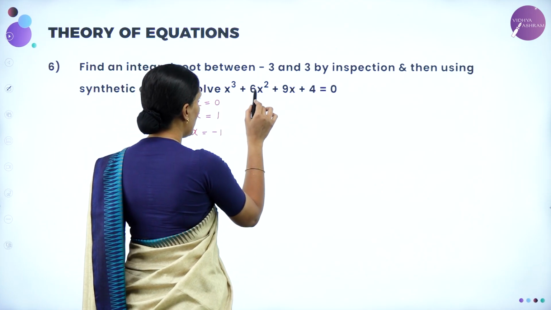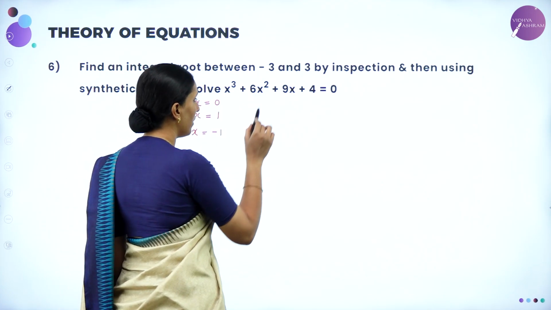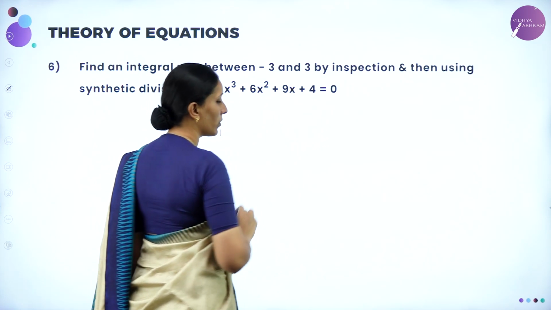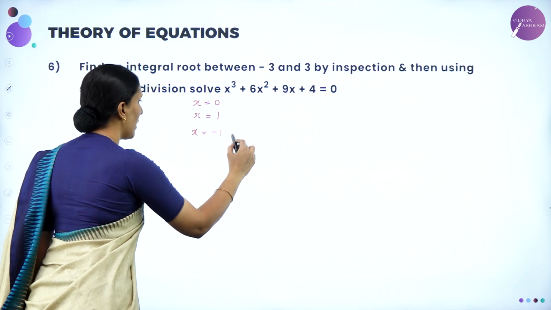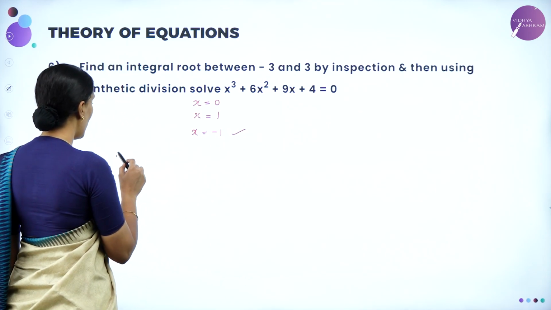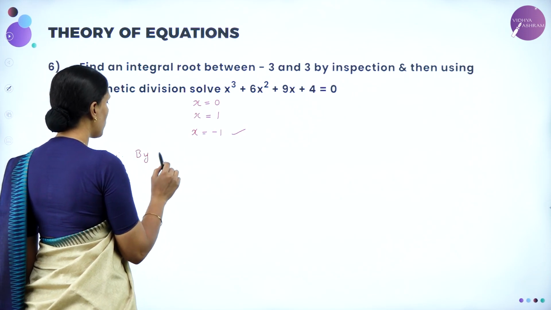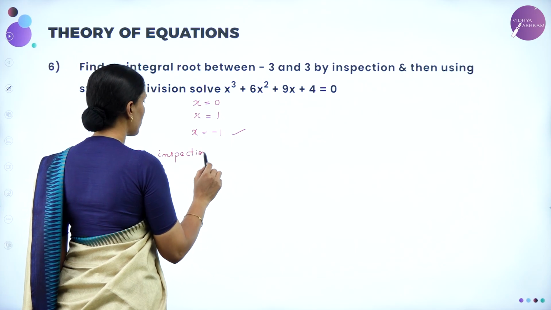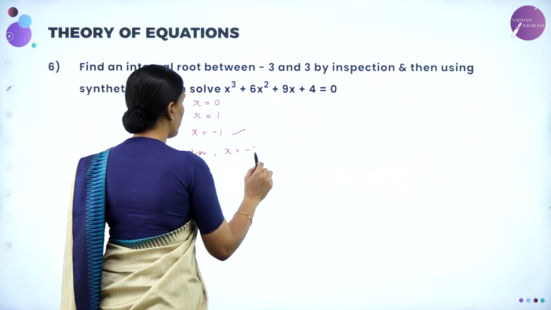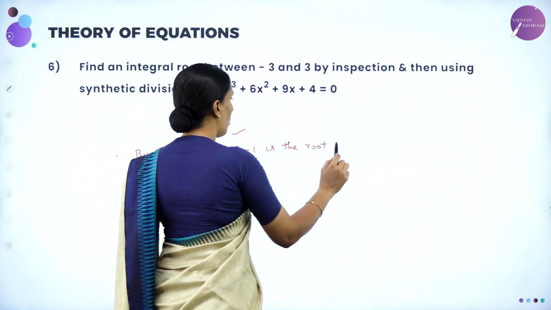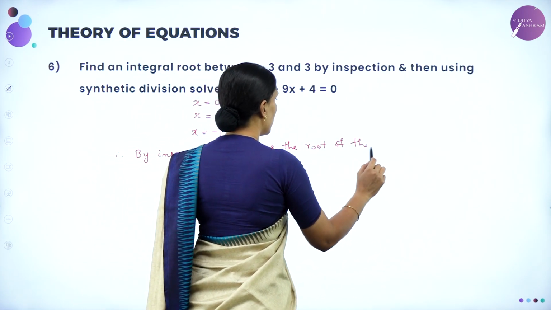Let's take x is equal to minus 1. So minus 1 plus 6 is 5. 5 minus 9 is minus 4. Minus 4 plus 4 is 0. So this is the root of the given equation by inspection. So therefore, by inspection, x is equal to minus 1 is the root of the equation.